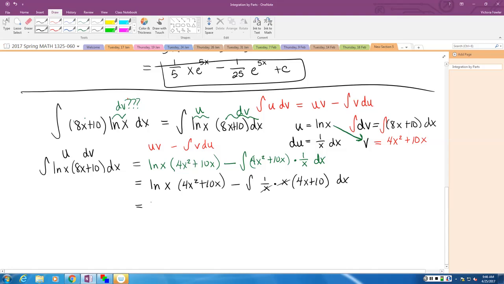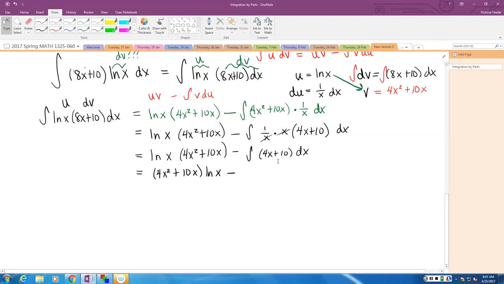Okay, so on the next line, I am just rewriting. I'm looking for the antiderivative of the quantity 4x plus 10. Is that correct? Okay. And so I've got a bit of rewriting. What I'm going to do is move that quantity 4x squared plus 10x to the front of natural log of x so it's not confused as part of the argument of natural log. Okay, so I've rewritten that, and can you tell me about the antiderivative?